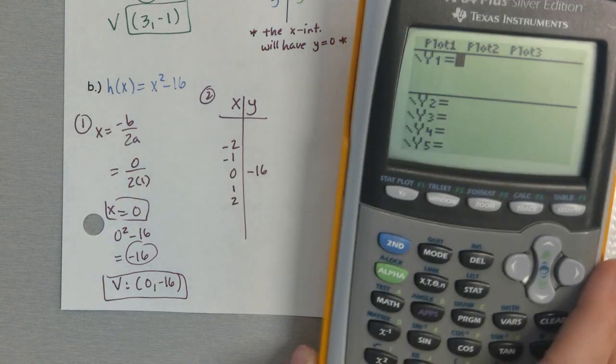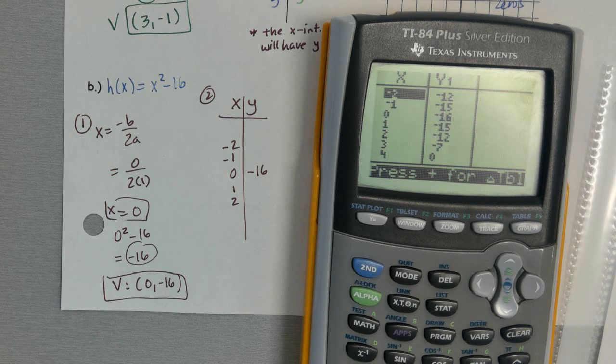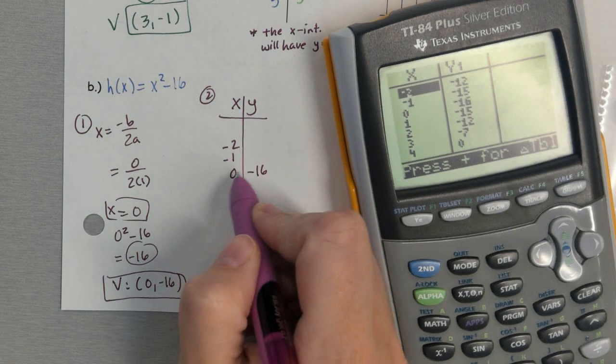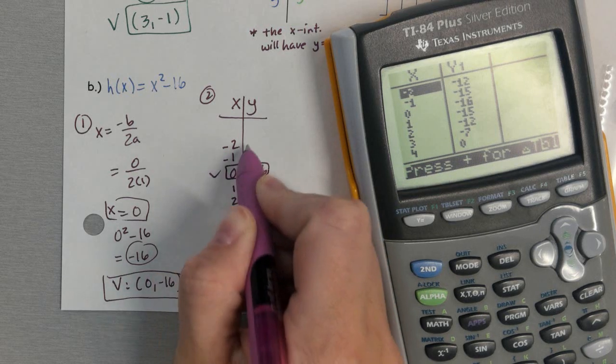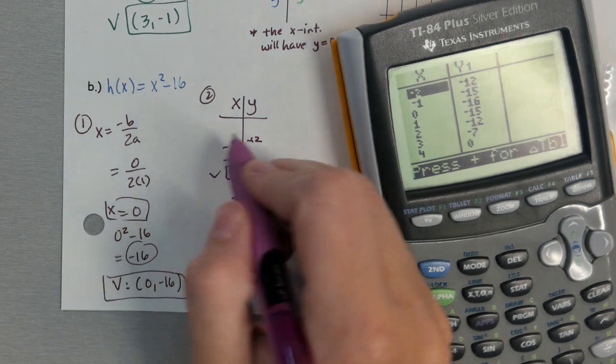All right, do you guys remember how to put that in your calculator? So go to y equals, we're doing x squared minus 16. And then do you remember where the table feature is? It's above what button? Graph. Good. So we're going to go to second graph. And then, okay, at negative 2, I'm at negative 12. At negative 1, I'm at negative 15.